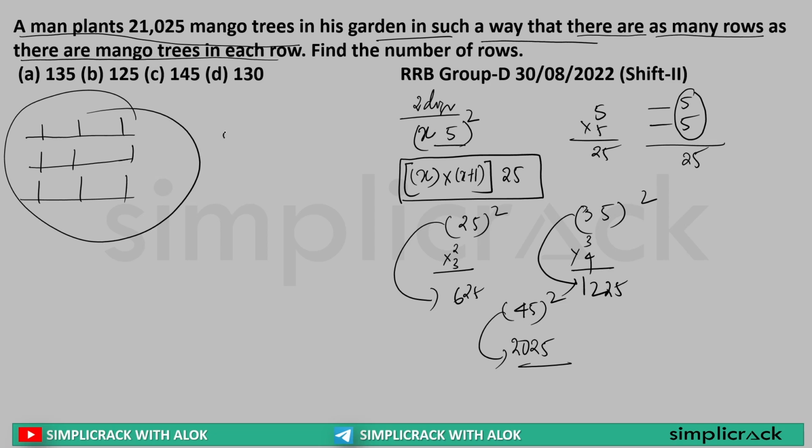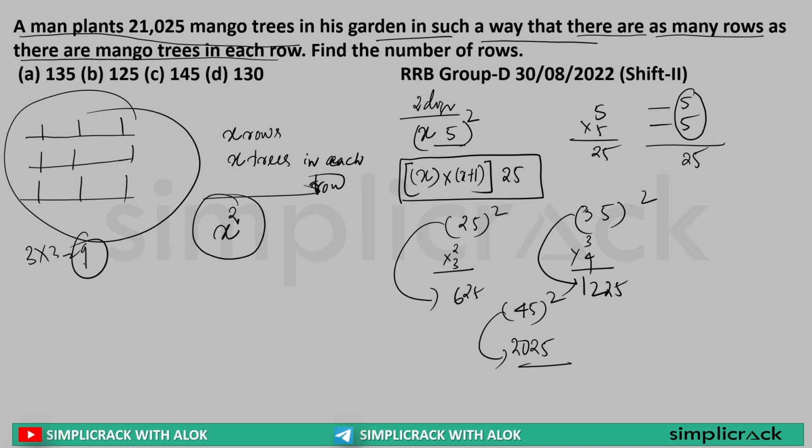This means if there are x rows, then there should be x trees in each row. So how many mango trees in total? If there are 3 mango trees in each row and 3 rows, the calculation is 3 into 3, that is 9. Total 9 mango trees. Similarly, here x rows and x trees in each, so total x square trees. That means x square is equal to 21025. This is the number of mango trees available.